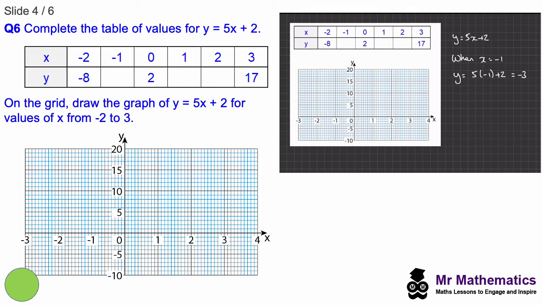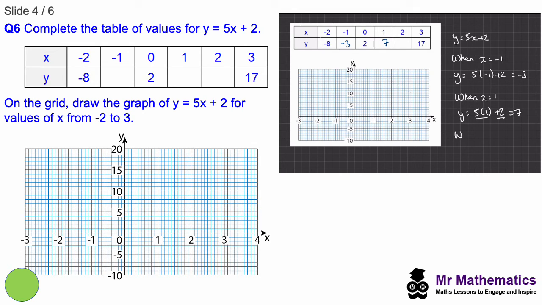So we'll write this negative 3 in our table. And when x equals 1, we have y equals 5 lots of 1 plus 2. 5 lots of 1 is 5, and 2 is 7. So this is 7 here.